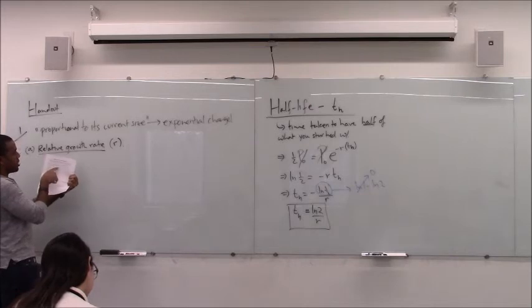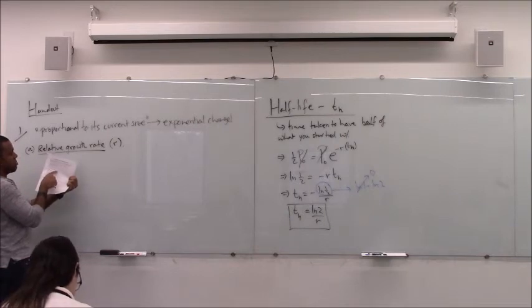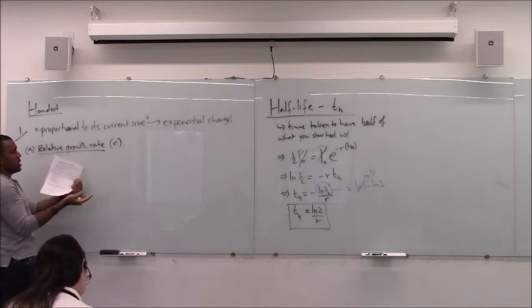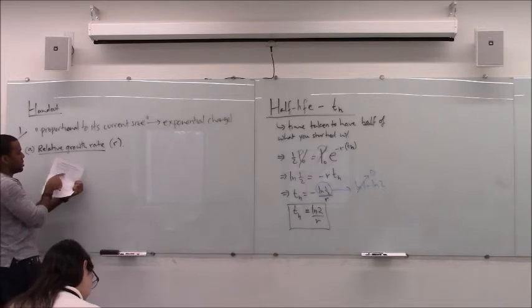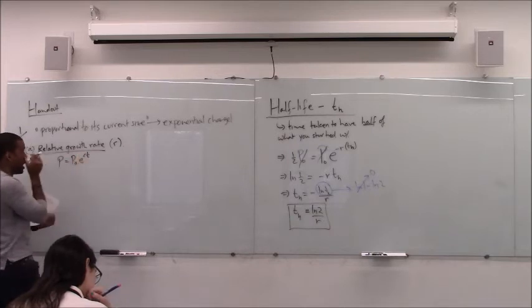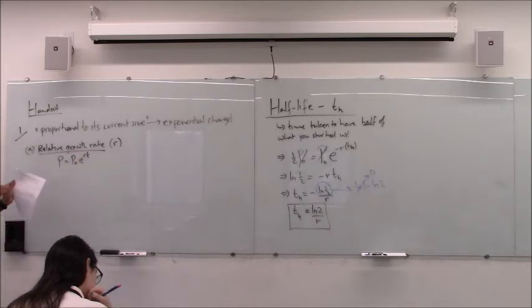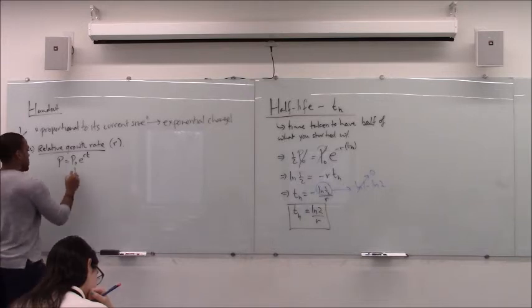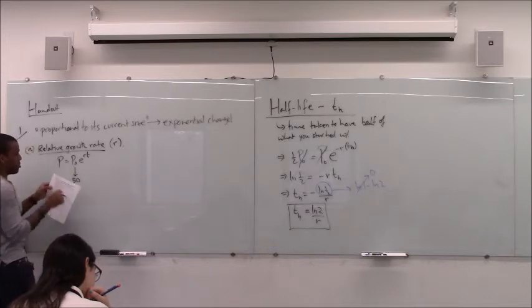P prime equals rP. I don't know about P prime, so that's not going to help. Td equals ln 2 over r. Don't know what the time to double is, so that's not going to help. But this equation also has r in it, P equals P naught e to the rt. Based on the information I was given, I actually know everything in this except r. I do know that I started out with 50. That's what the problem said.